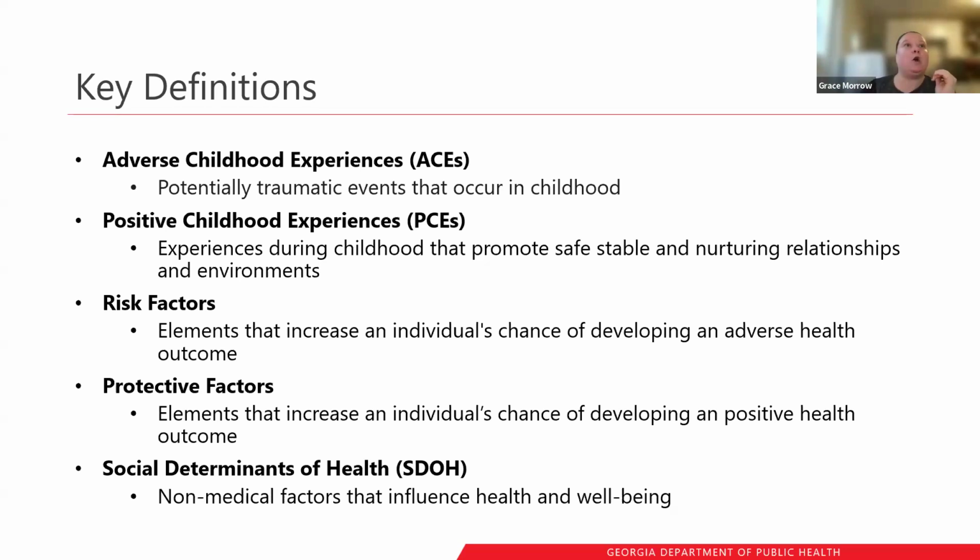The reason why I'm going over these definitions is because when we're talking about data related to child abuse and neglect, these one, two, three, four, five definitions are really the types of data that you're going to be looking at. So you're going to look at ACE data, you're going to look at PCE data, you'll look at risk factors for ACEs, that's a form of data, and protective factors, and then you'll also be looking at social determinants of health that are related to child abuse and neglect.